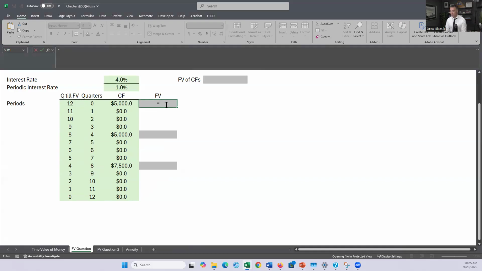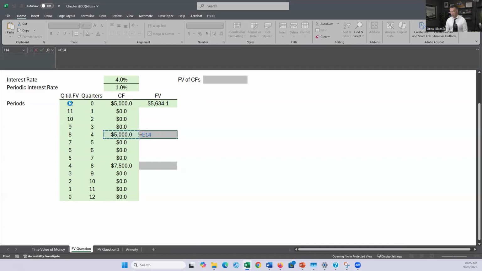So I'm going to go equals. The future value is that cash flow times 1 plus the periodic interest rate, that is real important. And then I'm going to the power of, well, what quarter? The 12th quarter. It compounds for 12 quarters. And remember, since we're compounding quarterly, you want the periodic interest rate. So I'll do the same here.